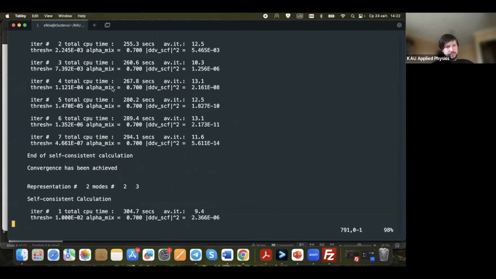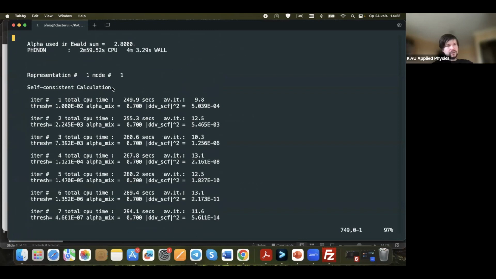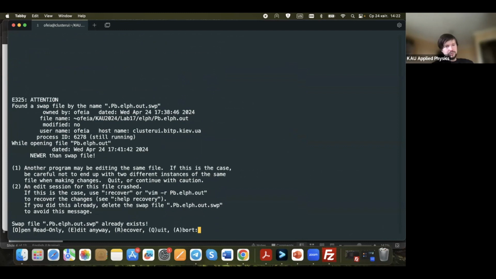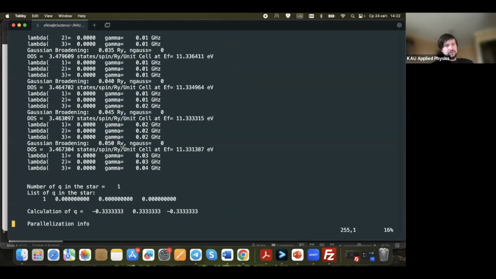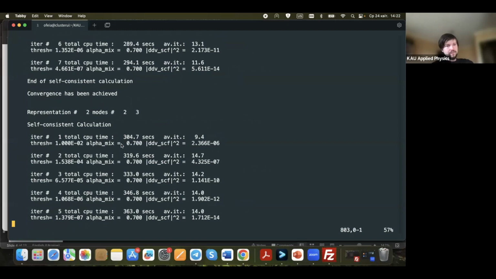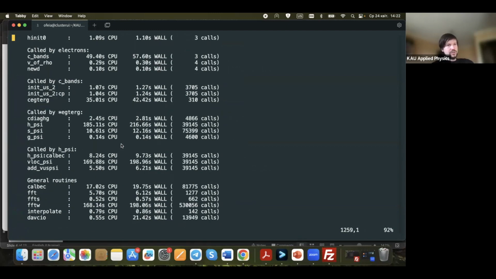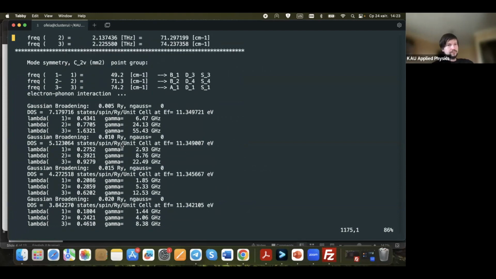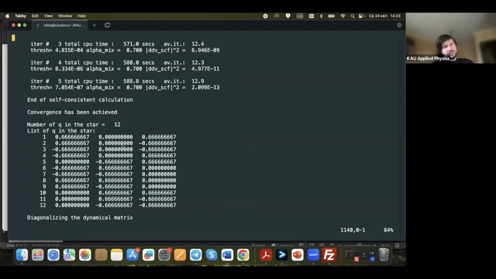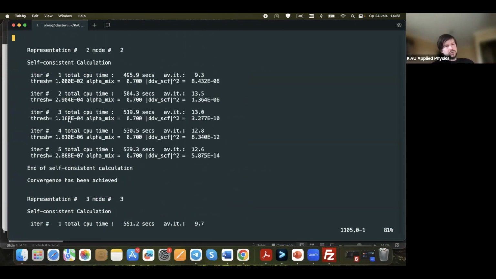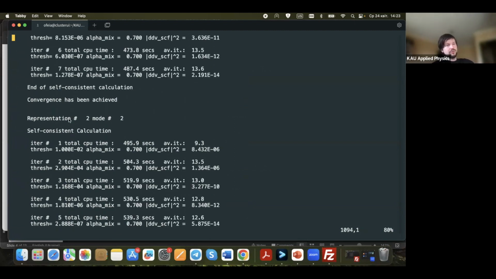Another key point. For another key point, maybe I should renew it. Yeah, it finished. It took only 7 minutes. For another point, the thing is the same. We have 12 Q points at the start, and we reduce them by symmetry from 12 to 1.